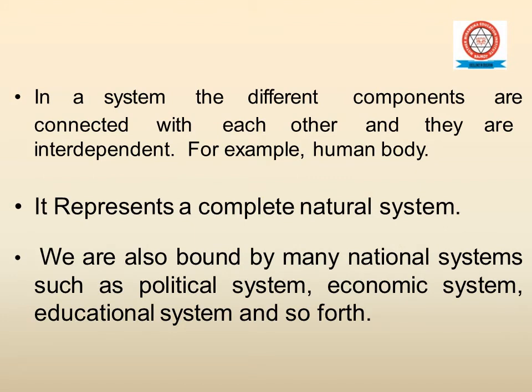In a system, the different components are connected with each other and they are interdependent. For example, human body. If we consider human body as a system, we have different body parts and all these parts are interdependent on each other. It represents a complete natural system. We are also bound by many national systems such as political system, economic system, educational system and so forth.